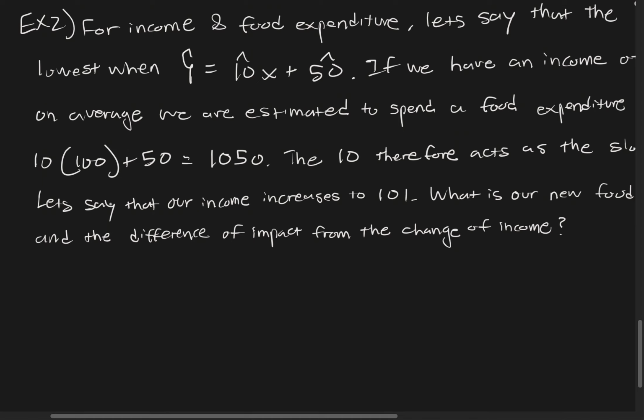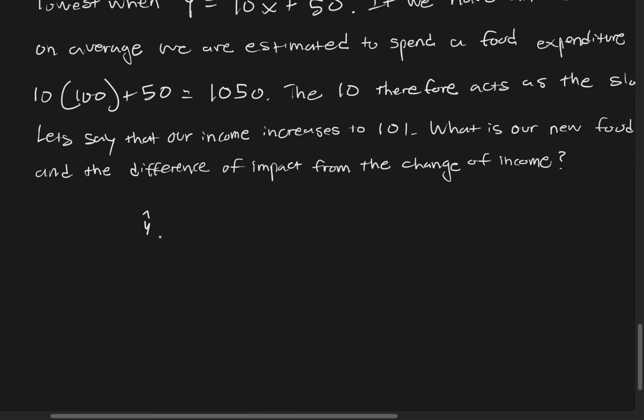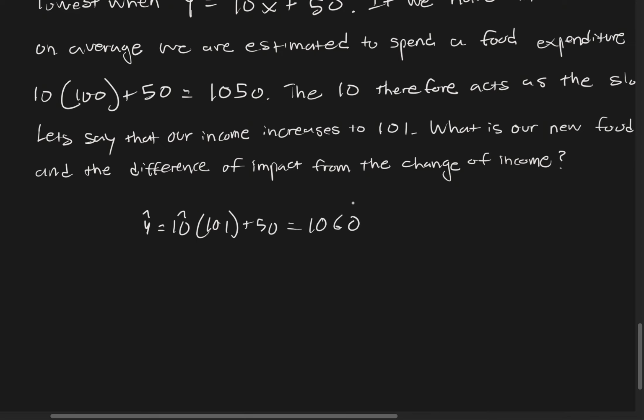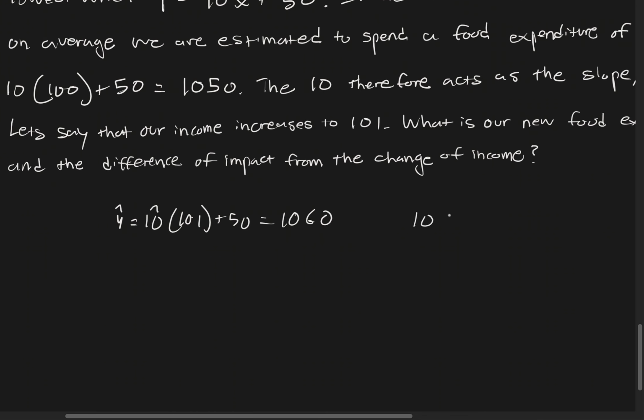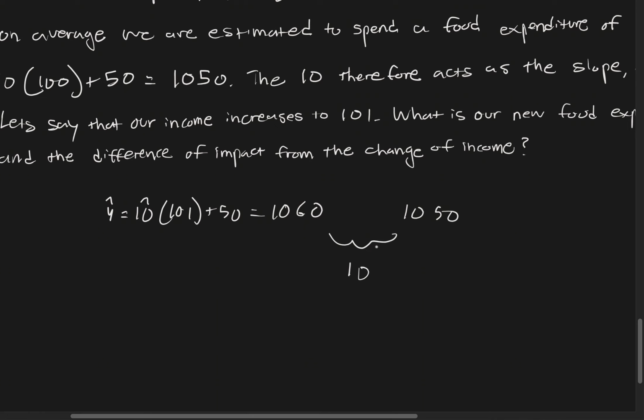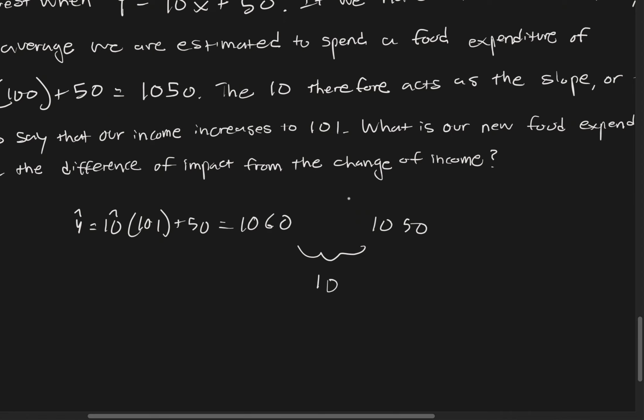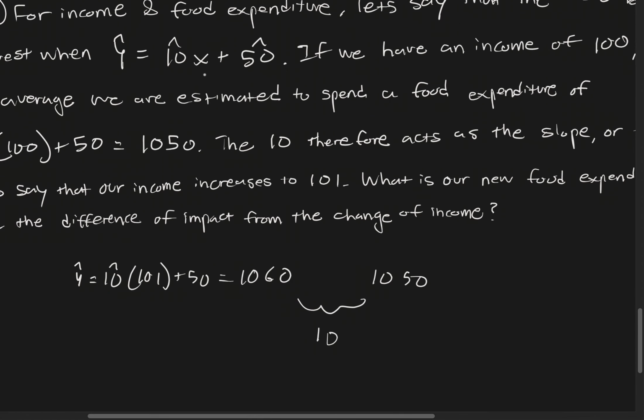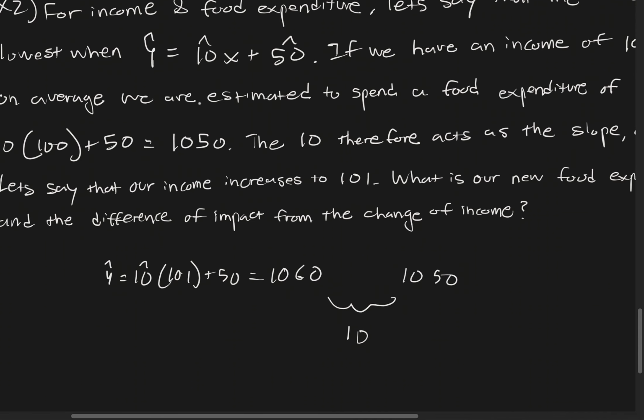If we do that, then we can rewrite the equation as y hat equals 10 times 101 plus 50, which is 1060. Since our previous example is 1050, our difference becomes 10 from the increased income of 1. And we can see that from the slope. As we increase the unit of x by 1, our y value will increase by the slope here.